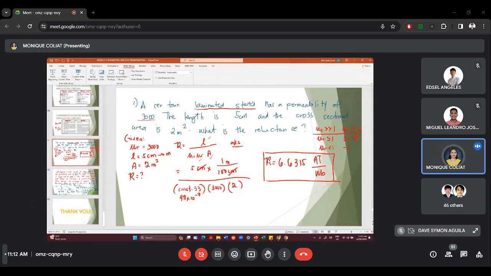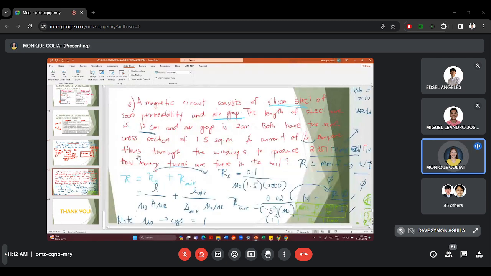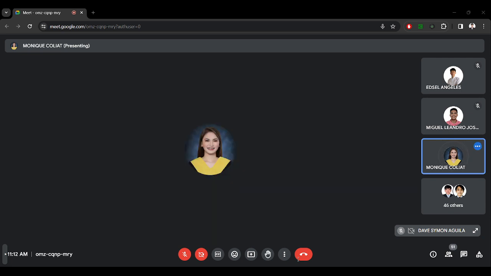So that is for module 2. Again, I will discuss this later after the discussion of module 3, because it is about the formulas there. We have a circuit diagram here.